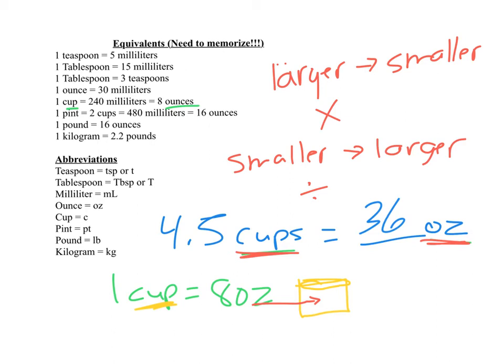You may be able to look at that and just say, well, 1 cup is 8 ounces, so if I have 4.5 times the amount of cups, I'm going to have 4.5 times 8 to get the ounces. And if you look at it that way, that is perfect. That is exactly how you would do that.